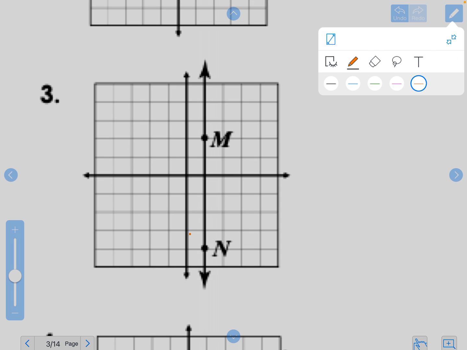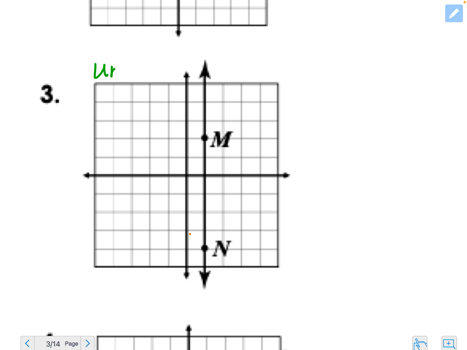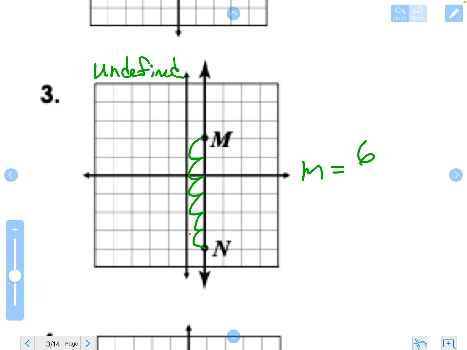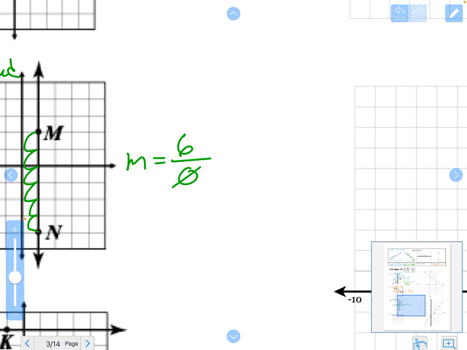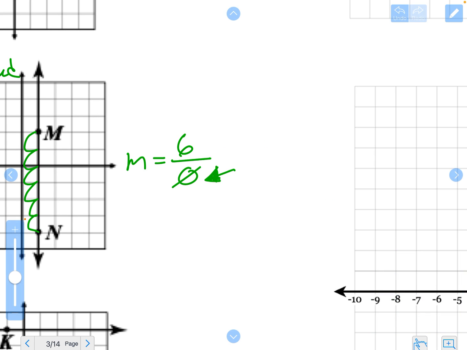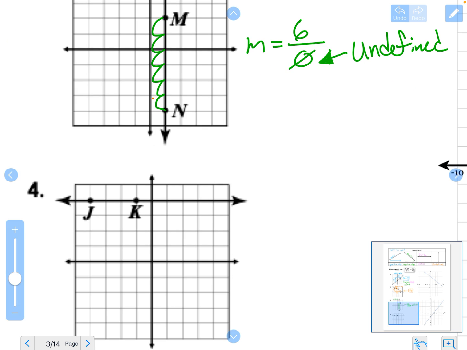If you're paying attention up top, we know that this is going to be undefined, but I want to show you why it's undefined. We always write our slope as our change in y over our change in x. So let's calculate our change in y: 1, 2, 3, 4, 5, 6. So it changes 6 up and down. But if we notice, it does not move left and right. And so our change in x is going to be 0. Because we have a 0 at the bottom of our fraction, that is what tells us that it is undefined. Whenever that run, or that change in x, is 0, that's what makes a line undefined.